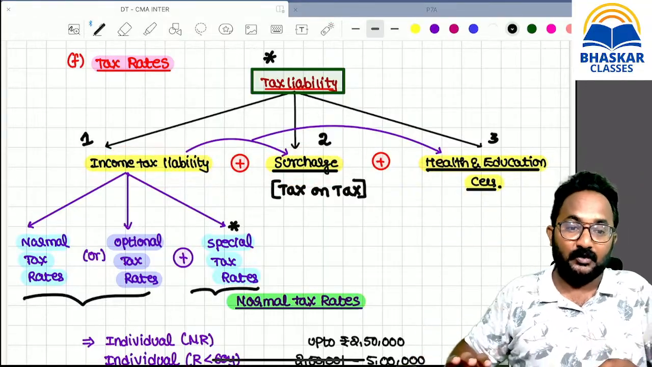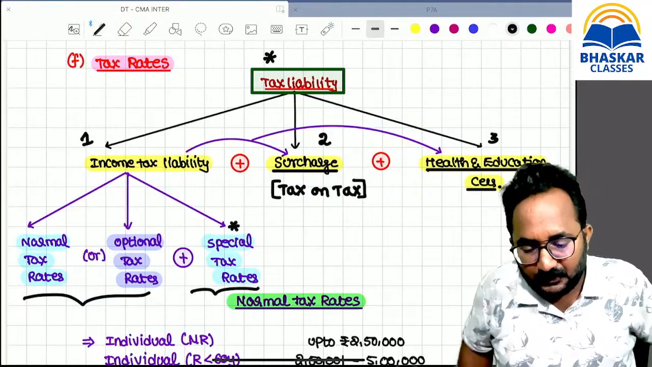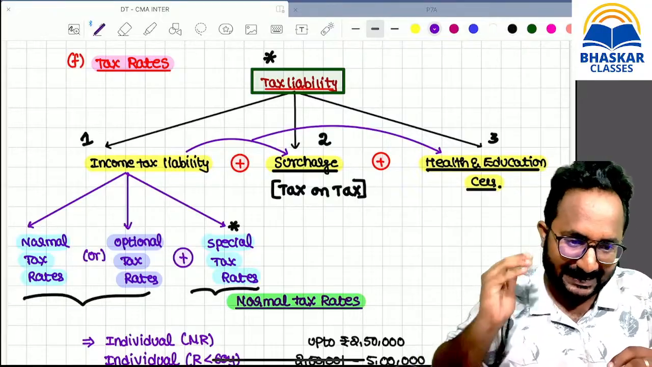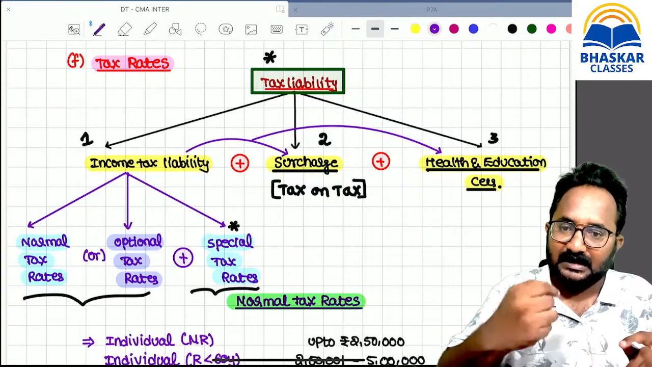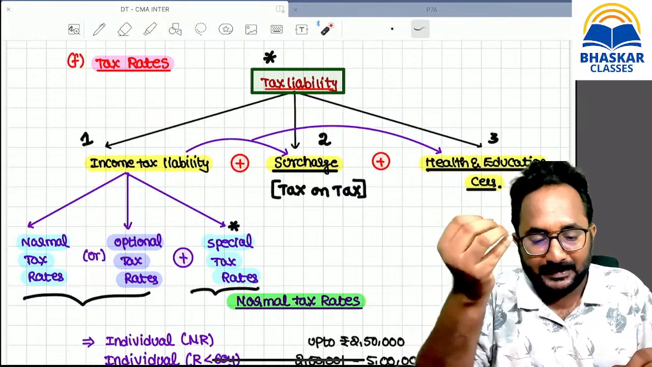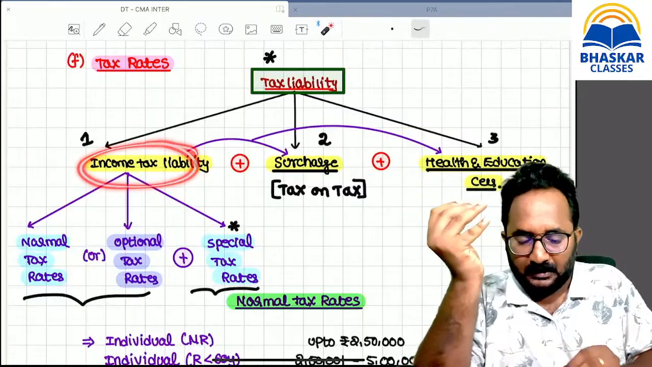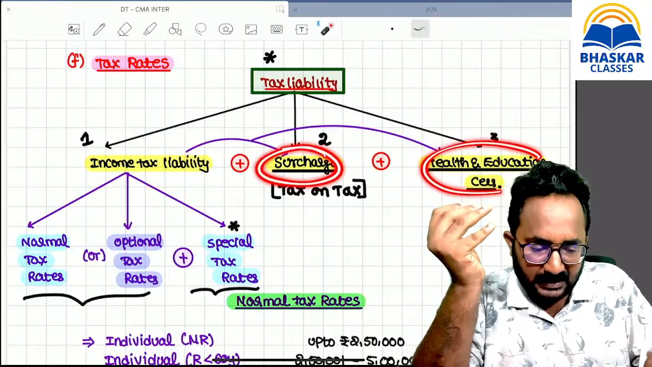Just give me confirmation, what are the components? Please type your answer. Don't stay idle. If you are sitting idle while you are listening, your thoughts might be diverted. That's why please type your answer if possible. Income tax liability, surcharge and health and education cess.